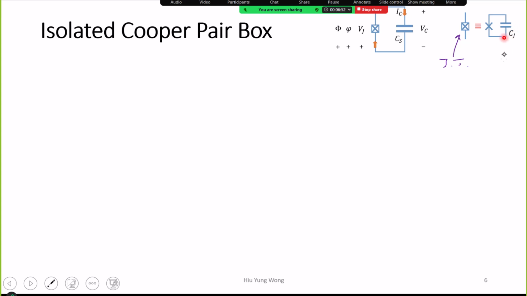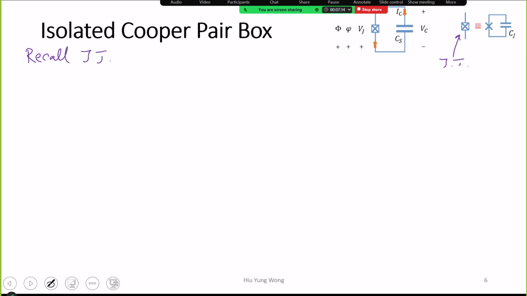That's why you have a CJ. You do have a capacitance, right? And then this we call the bare Josephson junction, which has the Josephson junction effect. Okay, obviously we all forgot what it is, right? So let's recall JJ, what we learned earlier.